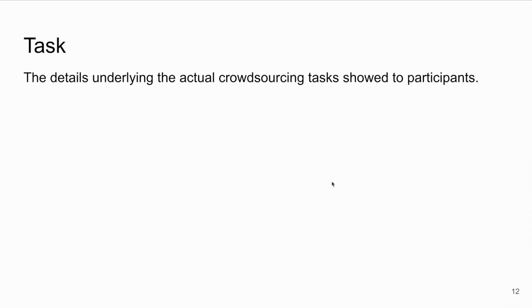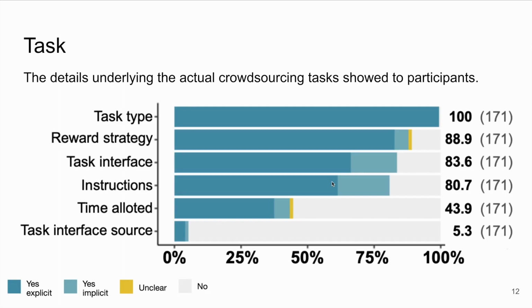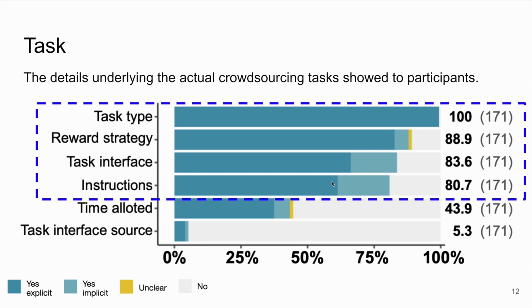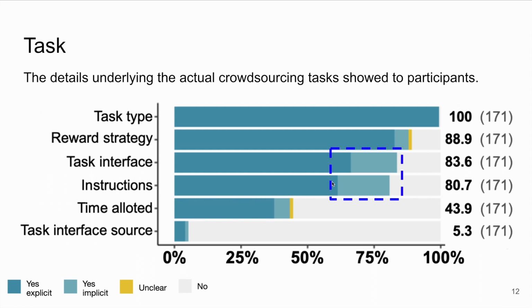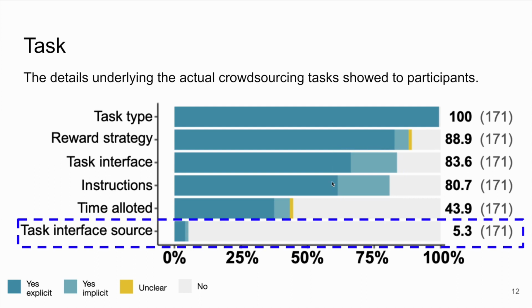The task dimension captures details of the actual crowdsourcing task shown to the participants of the experiment. The task dimension is relatively well covered, as can be noticed by the level of green in the chart for most of the attributes. Indeed, at least 80% of the papers report details such as task interface and instructions, as well as compensation. However, it is important to notice that around 20% of the articles do not provide a screenshot of the tasks and instructions, which we coded as implicit reporting. Finally, only a handful of papers provided the actual source code of the task interface.